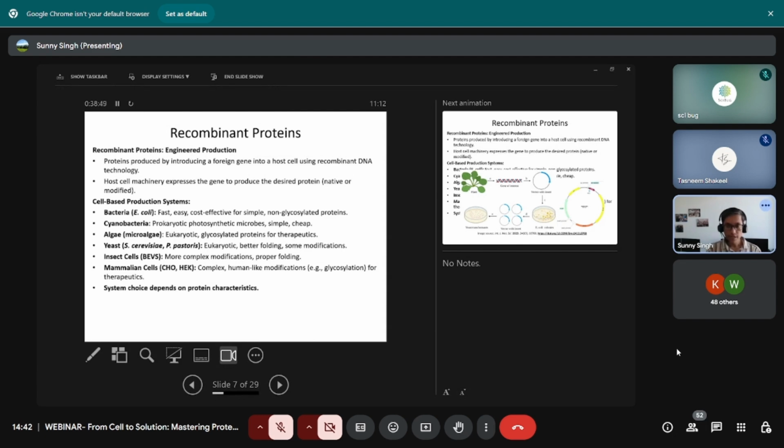I'll just finish this. The system choice depends on protein characteristics. What kind of proteins do you want? If you want glycosylated, don't go for E. coli. You can go for yeast, insect cells, mammalian cells, and also algae, microalgae. But it depends what kind of glycosylation, because a particular type of glycosylation makes the function possible. If the glycosylation is not correct, if it's another glycosylation, then the protein might not function as effectively as it should.